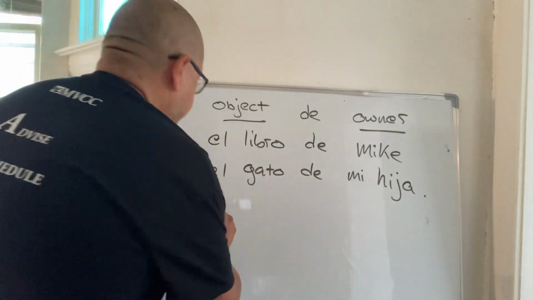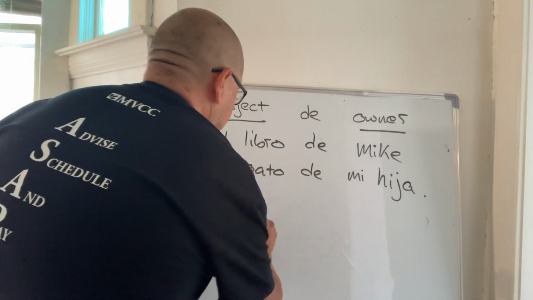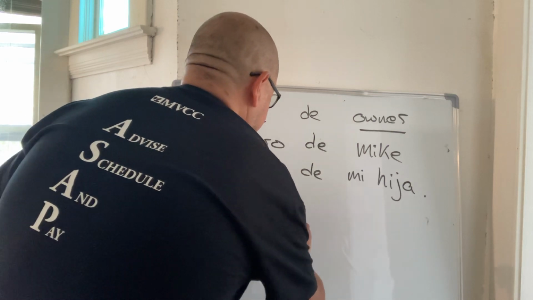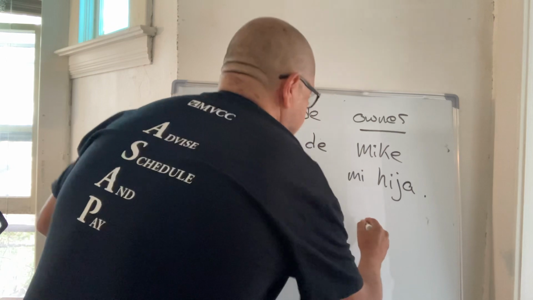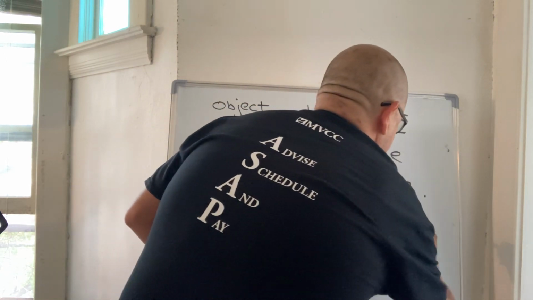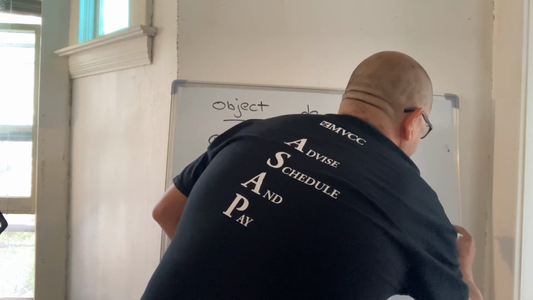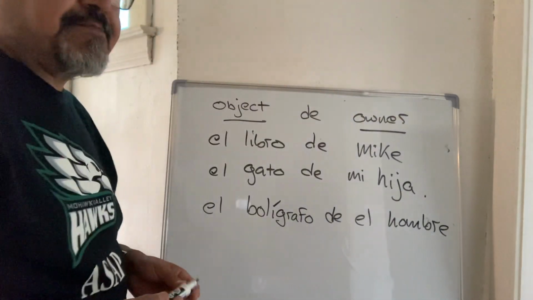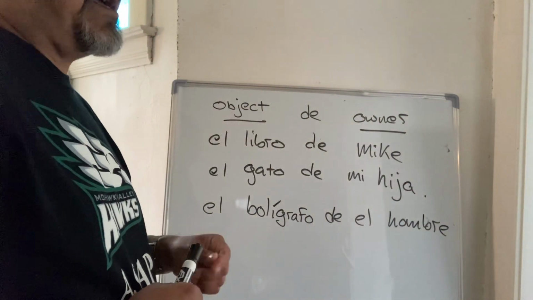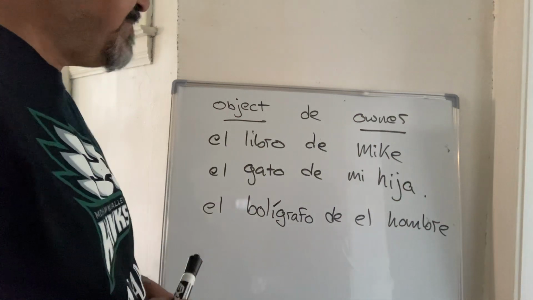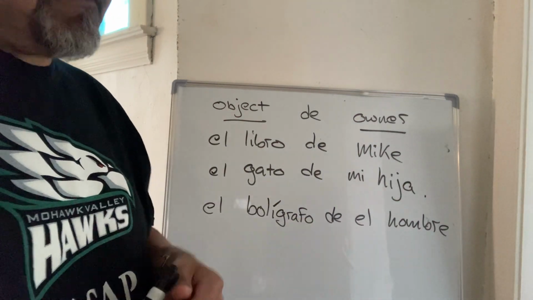But for example, if you recall, bolígrafo means pen. That's from the last chapter. And hombre means man, also from the last chapter. Okay, so el bolígrafo de el hombre, the man's pen. Okay, well, here's your contraction.